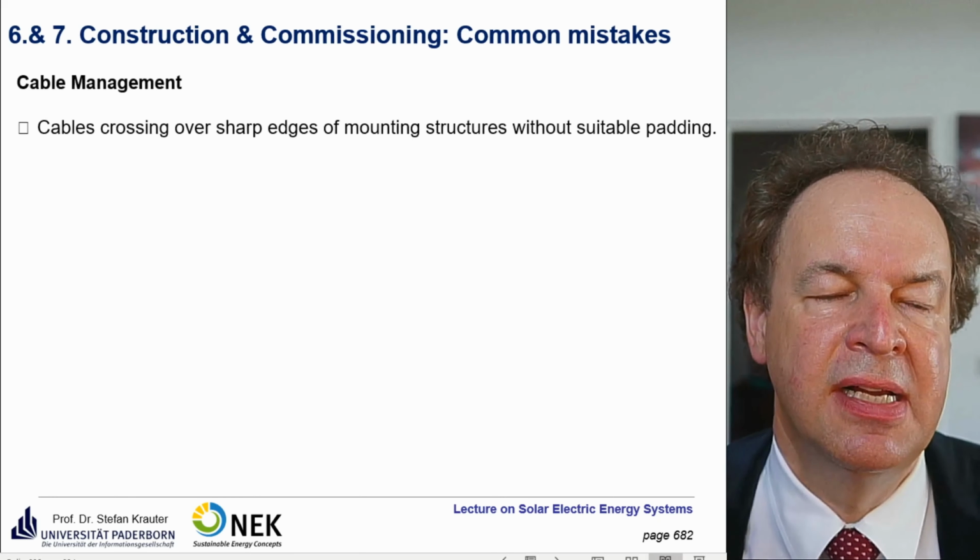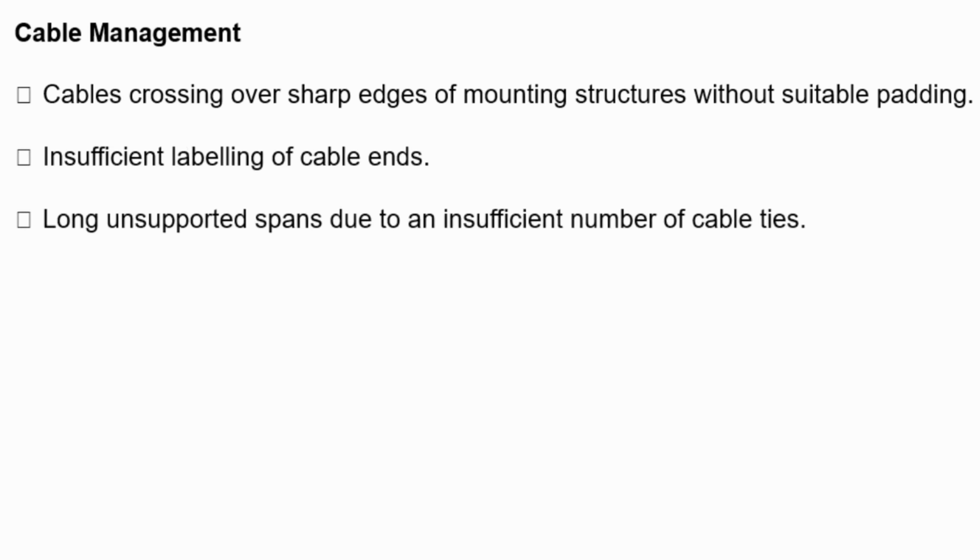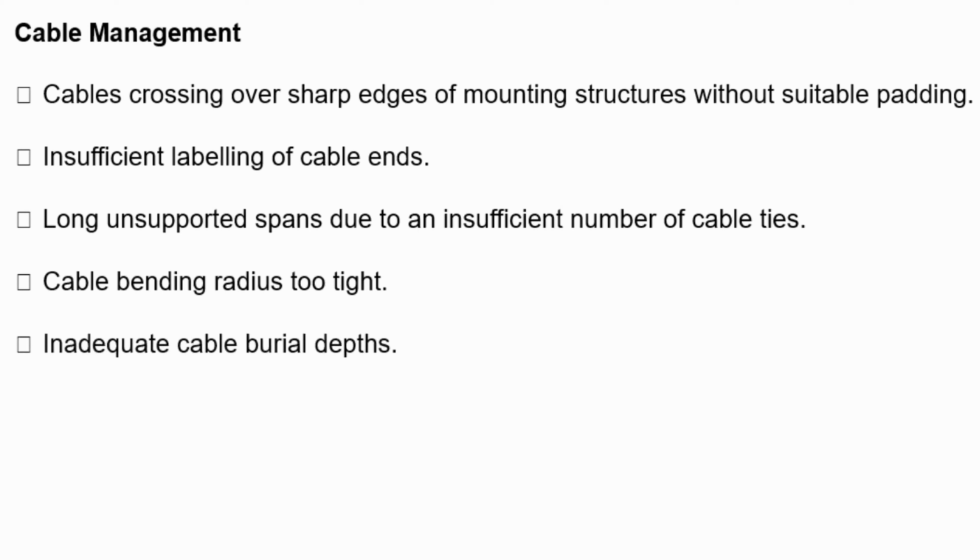Cable management. Cables crossing over sharp edges or mounting structures without suitable padding, insufficient labeling of cable endings, long unsupported spans due to an insufficient number of cable ties, cable bending radius is too tight. This could lead to breakage of the insulation or even of the core of the cable, so the copper and so on. Inadequate cable burial depth.